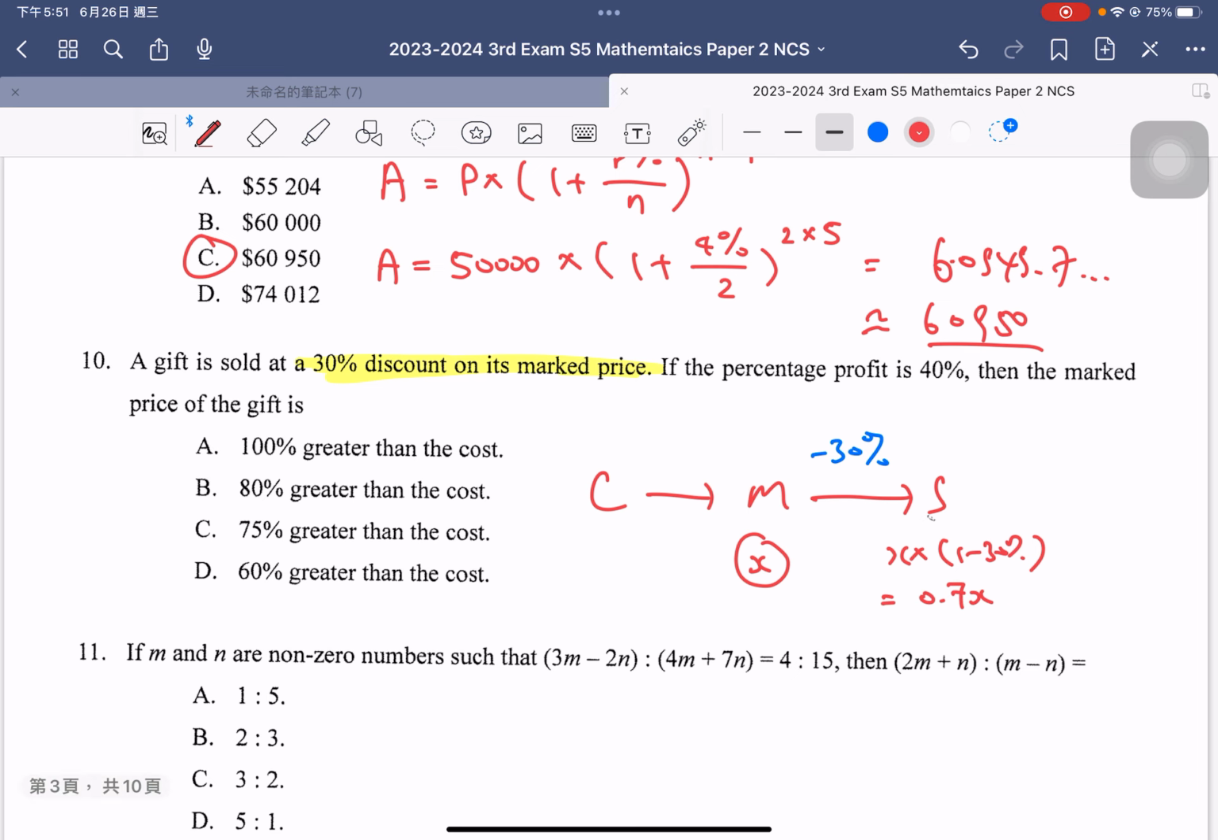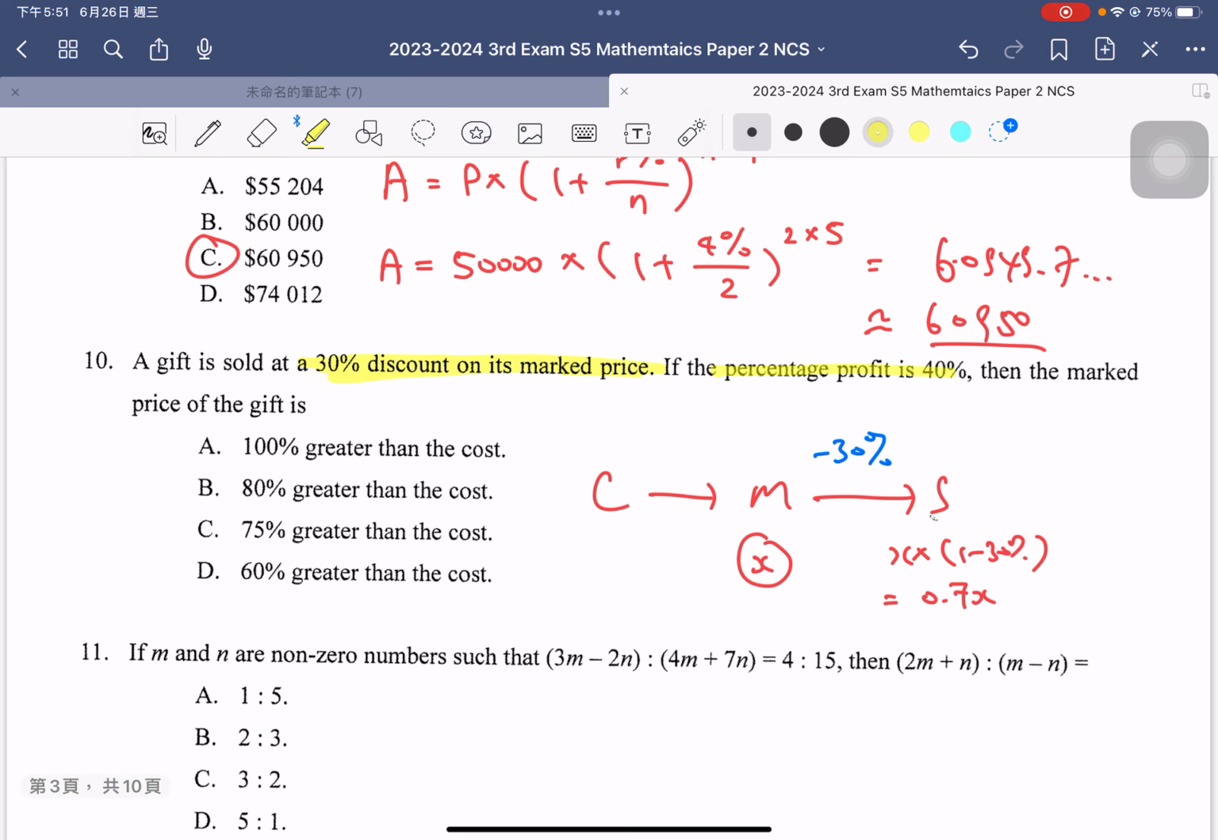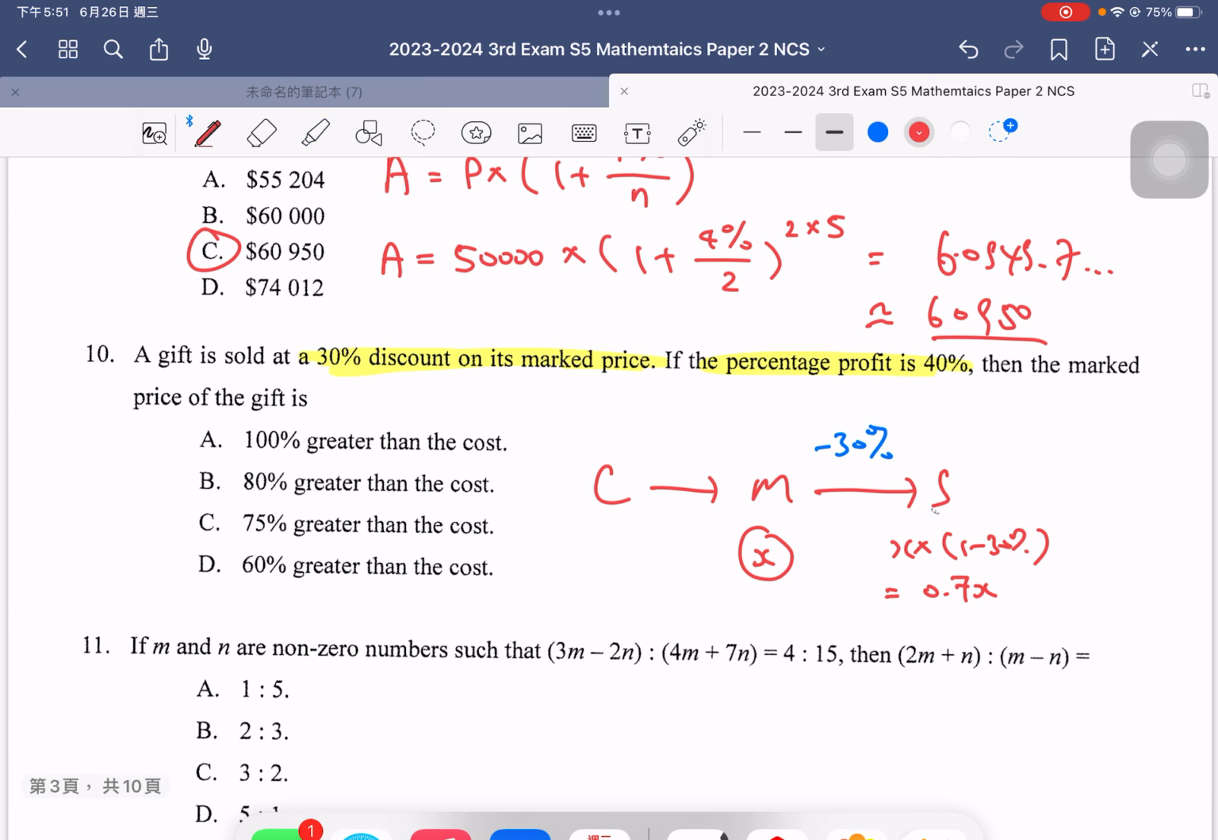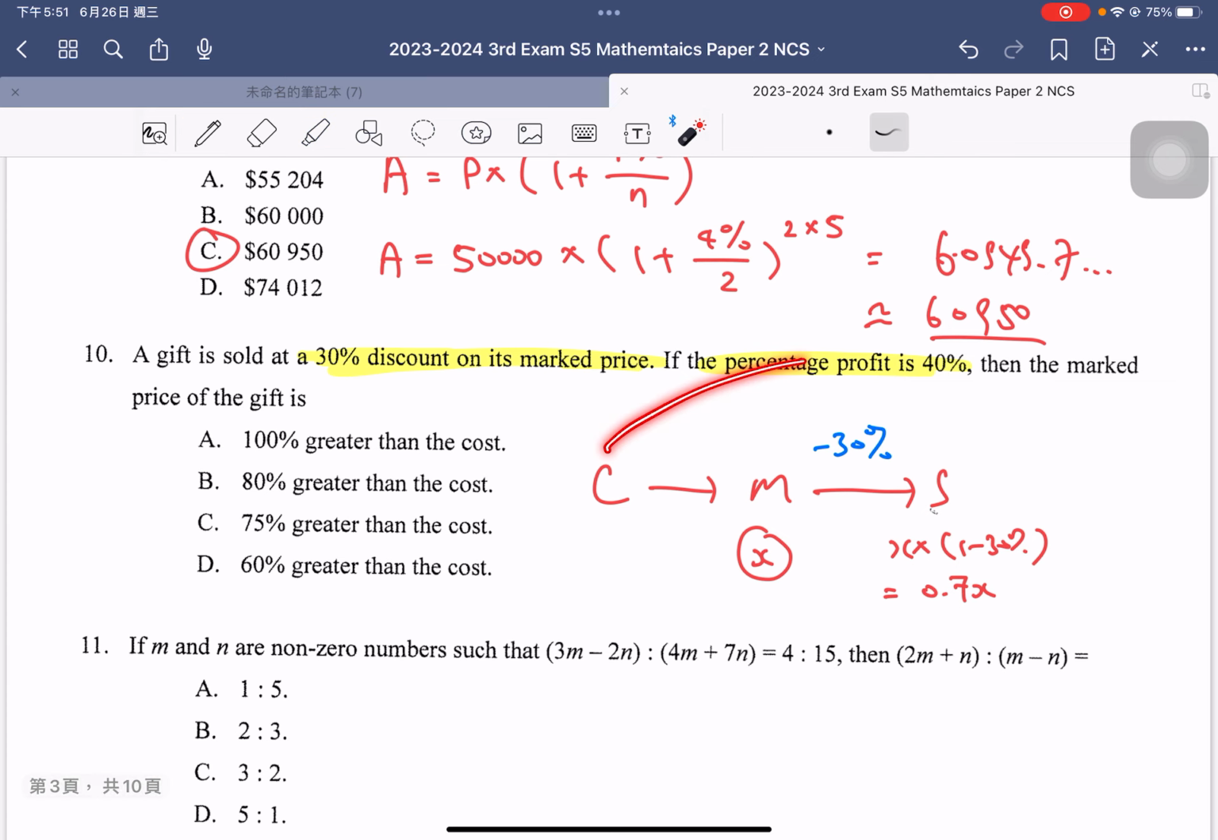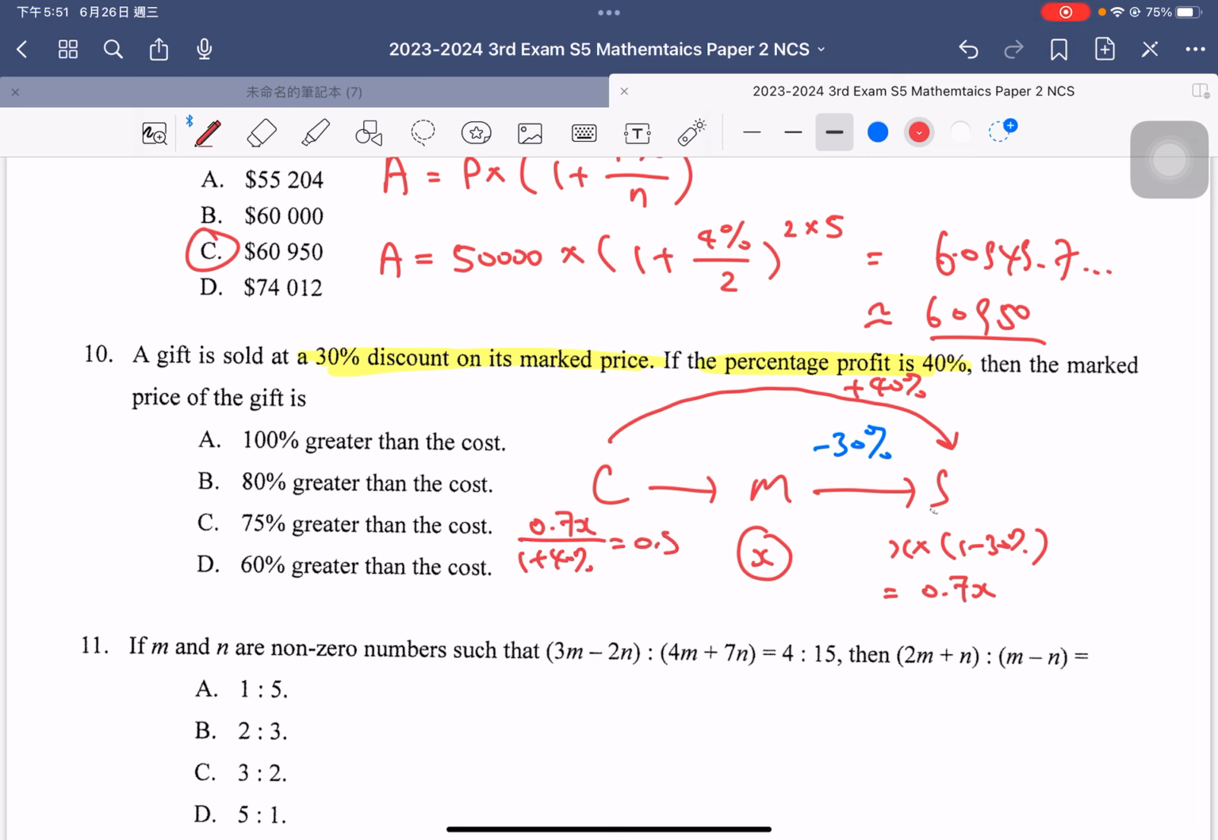After that, for the second sentence, we have the percentage profit is 40%. So the profit is actually comparing the cost and the selling price. So we draw an arrow from here, and it's going to be plus 40%. However, when we start from the selling price back to the cost, we are reversing the arrow to find that, so we use divide. So that's going to be 0.7x divided by 1 plus 40%, which gives you 0.5x.